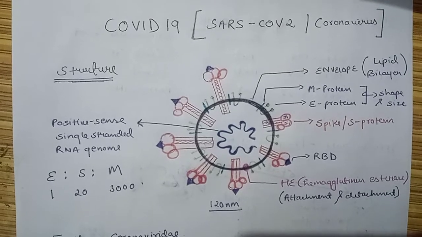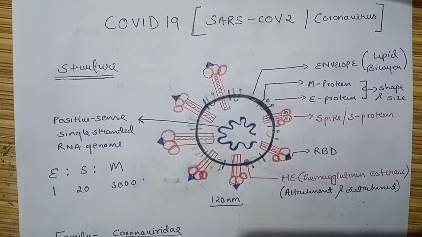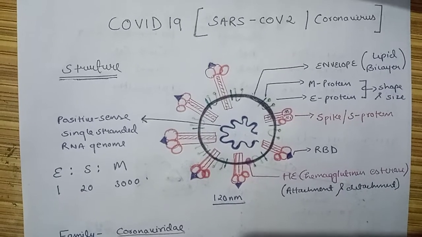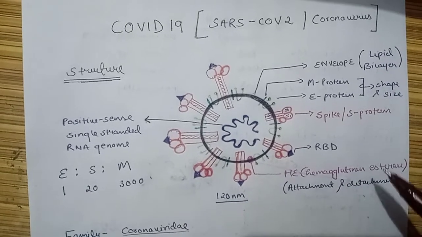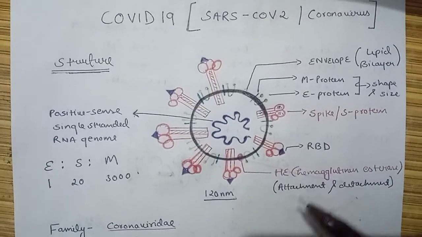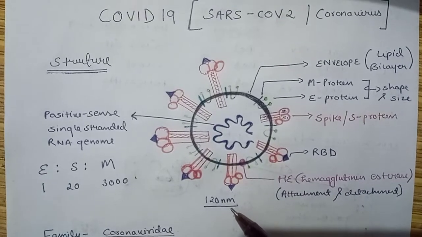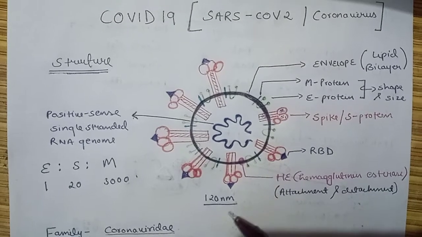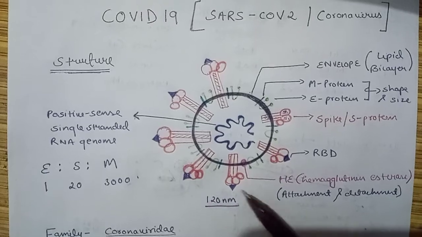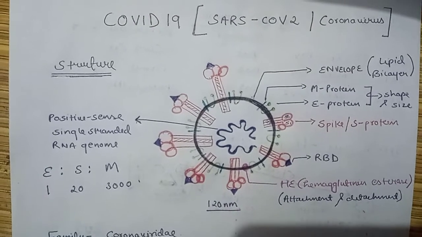Hello everyone. So today we are going to talk about the structure of coronavirus, also known as SARS-CoV-2. As you are seeing in this image, this is the structure of coronavirus, and it is around 120 nanometer in size. It ranges from 50 to 200 nanometer, but most of them are around 120 nanometer.